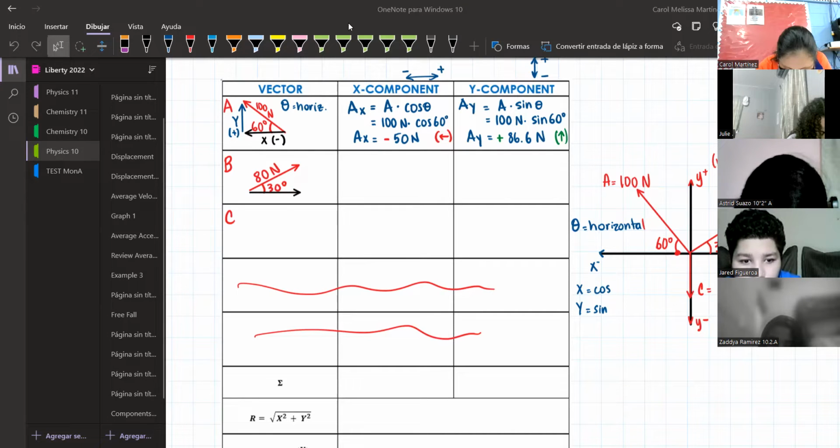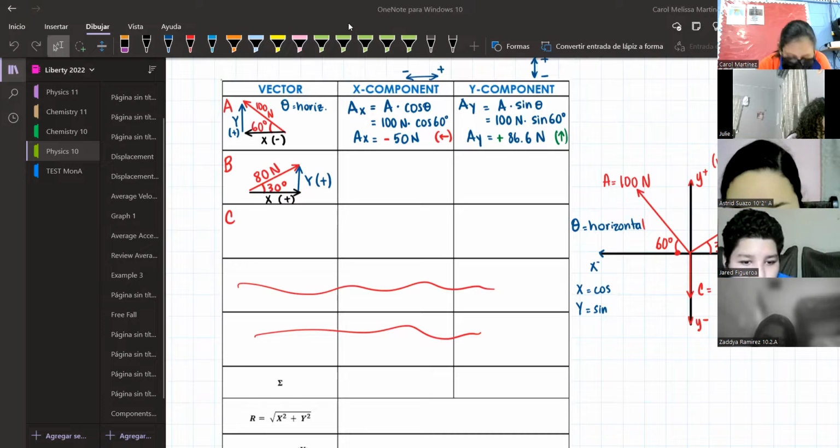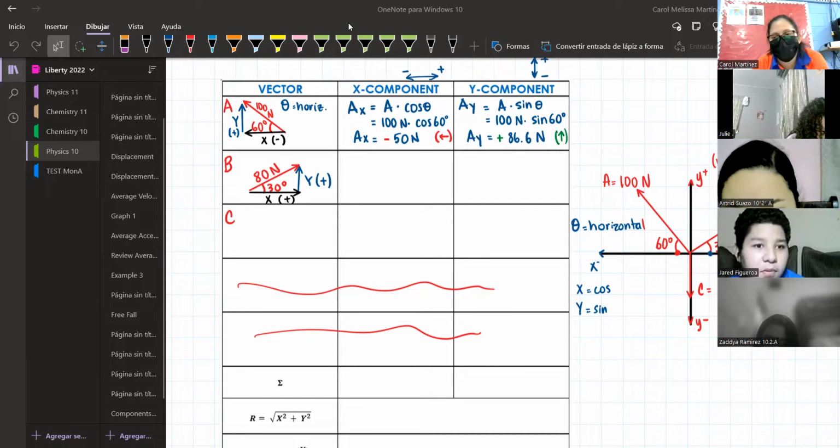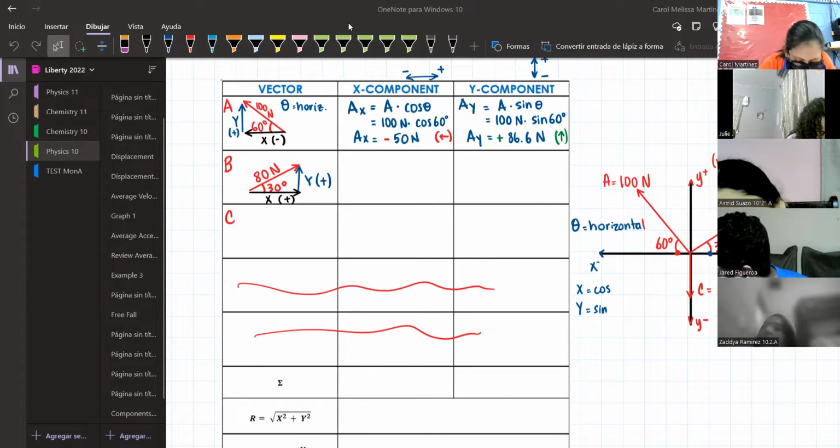And here you can see the two components. The vertical component is upward, so it's going to be positive. And the horizontal component is going to the right, so it's also going to be positive. So now we analyze the angle. What type of angle is this? Is it horizontal or vertical? What axis is it touching, horizontal or vertical? Horizontal, okay? So again, we have a horizontal angle.